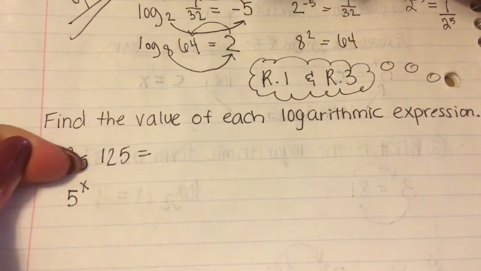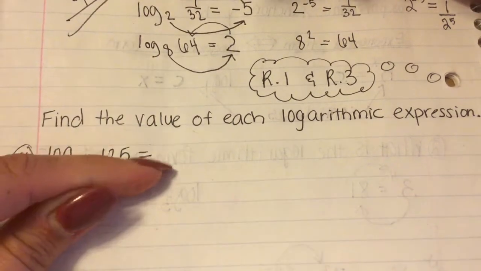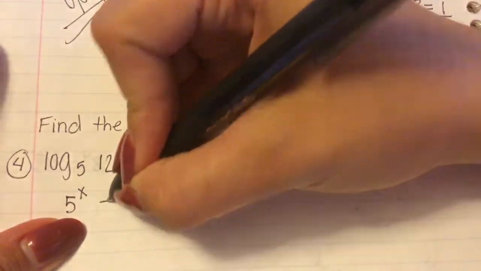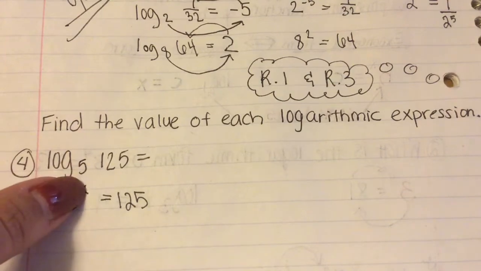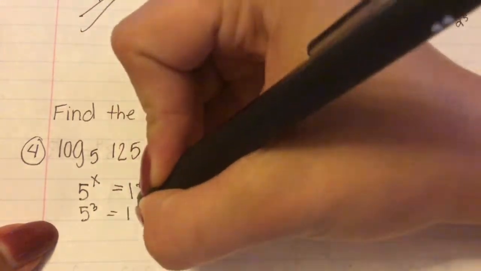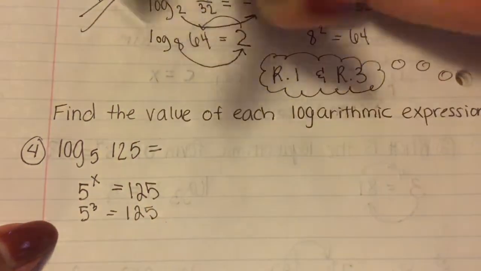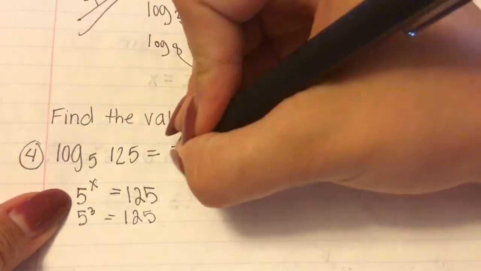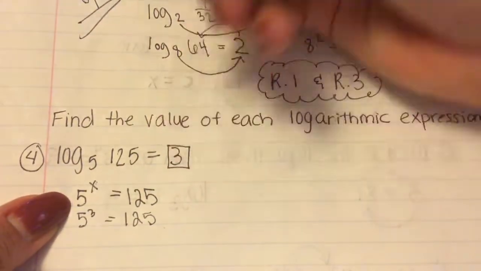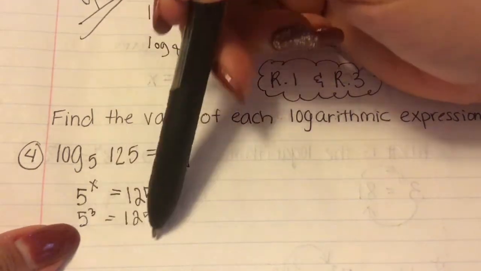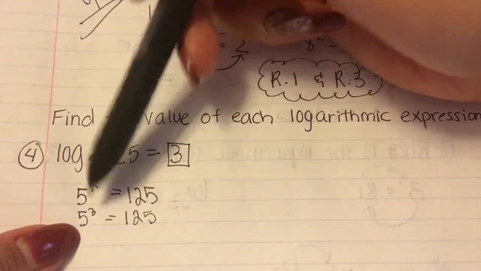Notice how I'm still going in that circular motion. The base to an unknown power is 125. And 5 to the third power is 125. So because 5 to the third power is 125, I could either think of this as that's my unknown, so I'm going to put my 3 right here, or I could change this back into log form. Log base 5 of 125 equals 3.